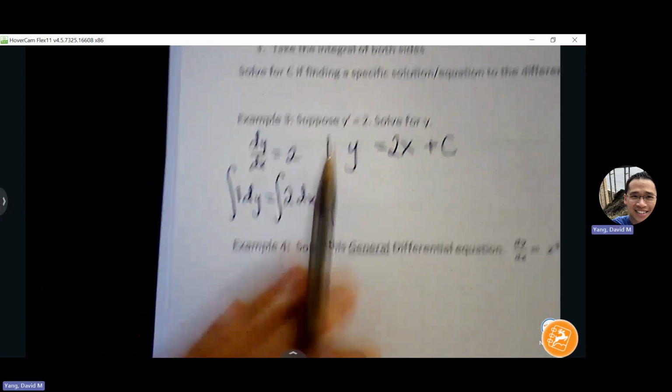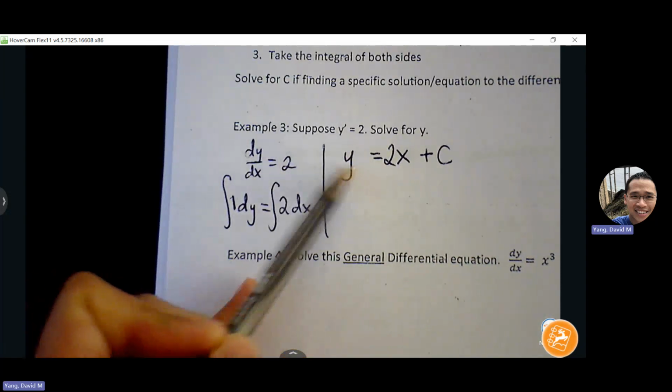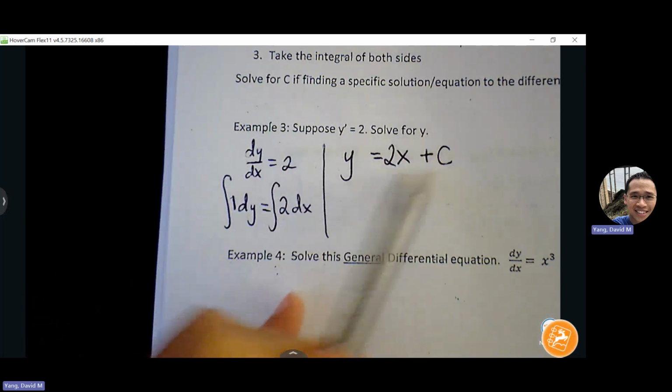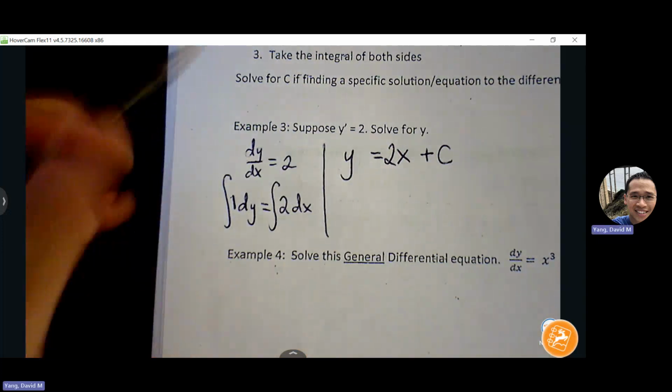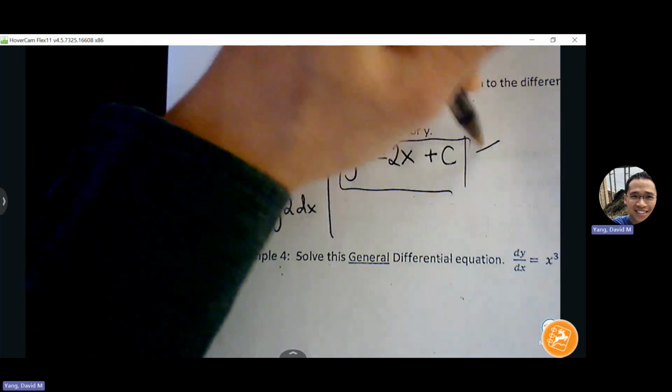All the ones that we see right now are going to look like this, where you're not going to do much on the left side. It's always going to be 1 dy, and it's always going to turn into y. It's just the right side that we do work on. We call this a general solution because there's still a C left over.